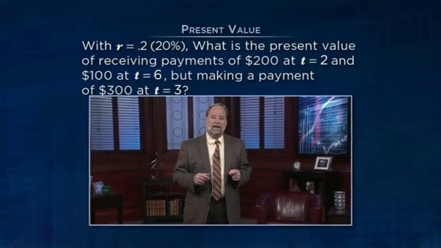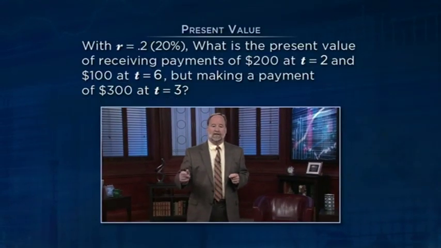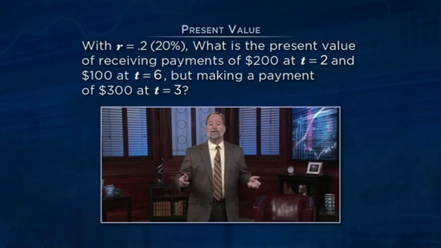Note, we can also consider situations in which we get and make payments. For example, consider the following situation. Let the interest rate be 20%. What's the present value of receiving a payment of 200 at t equals 2 and 100 at t equals 6, but making a payment of 300 at t equals 3?